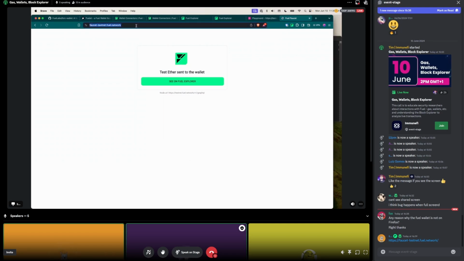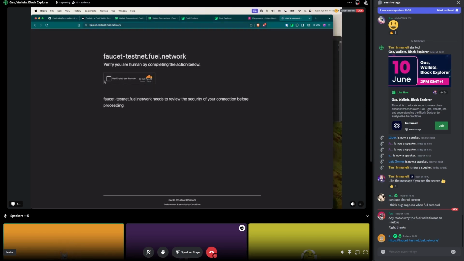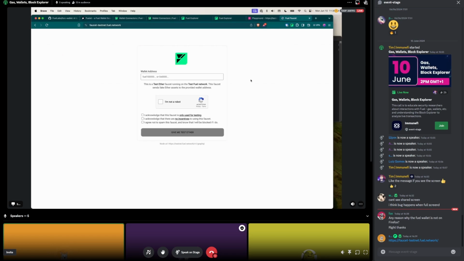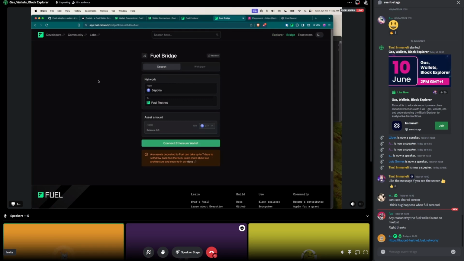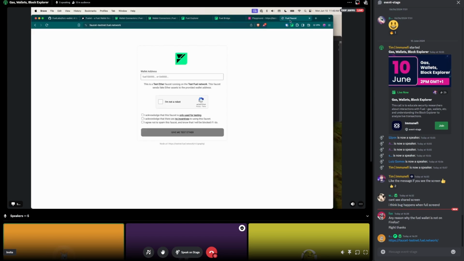But yeah, you can get the tokens through the faucet. I think this is the easiest way. You don't need to bridge, you don't need to wait. But you can also go to our portal and do the bridging. If you have assets on the Sepolia network, you can bridge to the Fuel testnet network, and then you can have the funds there also. This is another way. But normally you can go directly to the faucet here.